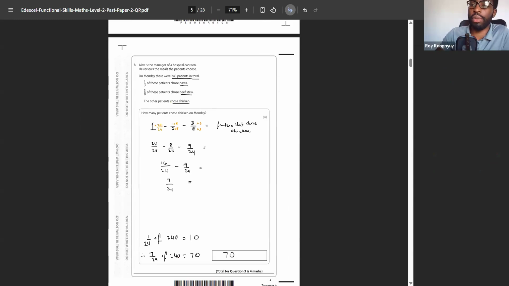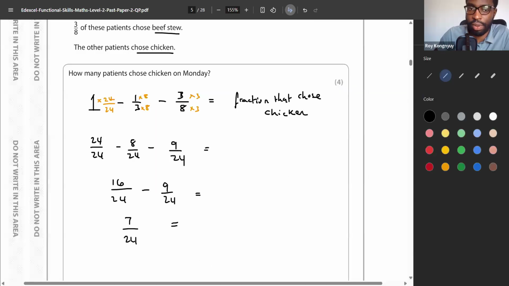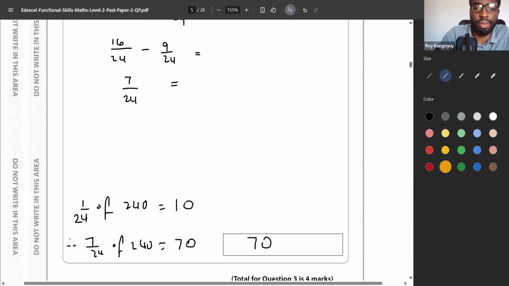So again, the key here is that we had to reduce these fractions into a common denominator. The common denominator was 24ths. We brought everything into 24ths, and so we could easily just subtract numerator from numerator. That's how we easily found that we're interested in finding 7 24ths of the whole. So, yeah, that's it.